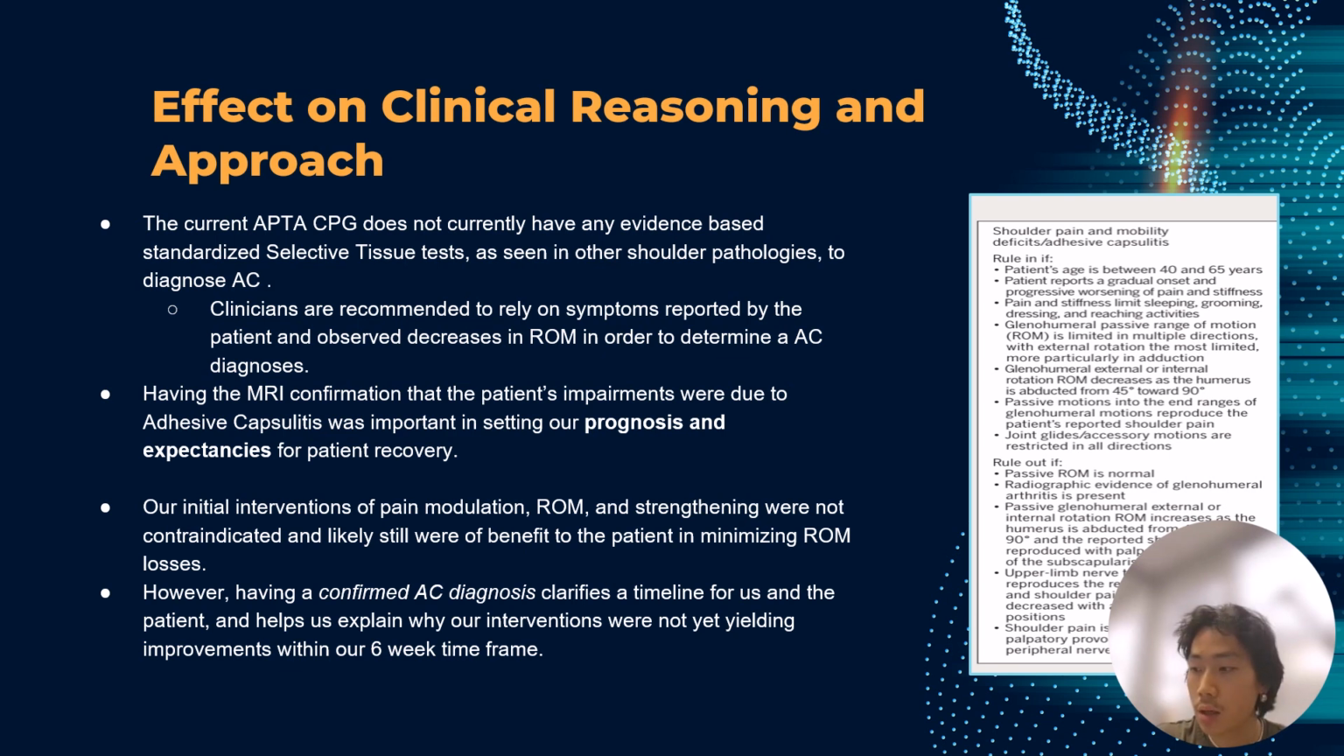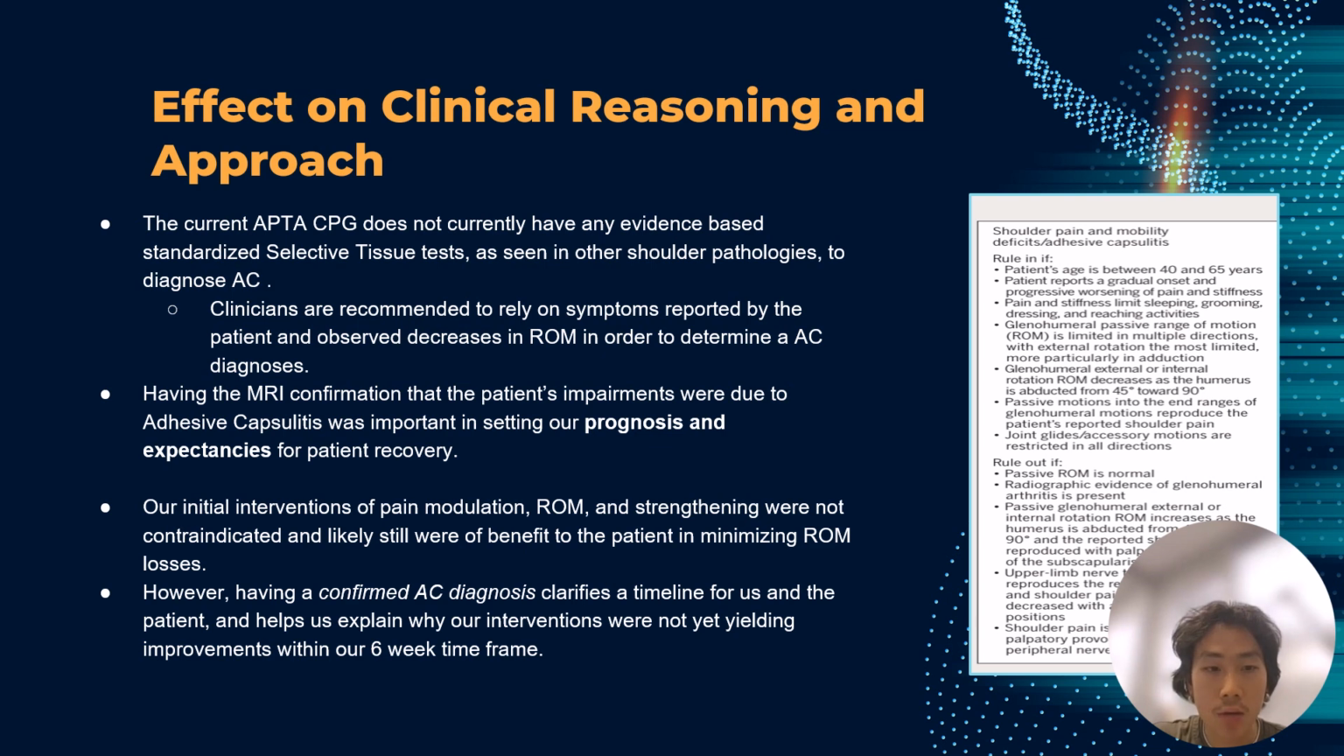Since we took an impairment-focused approach with our patient initially, targeting pain modulation and range of motion, our initial intervention plan was not actually that contraindicated or that different to what we would have done if we had known it was AC all along. And it is likely still of benefit to the patient, given that they actually did have AC as opposed to what our initial hypothesis was.